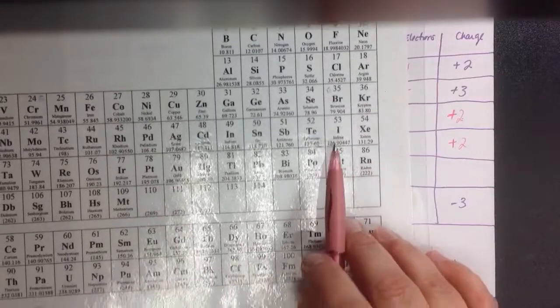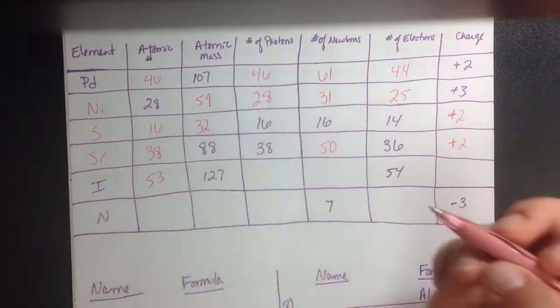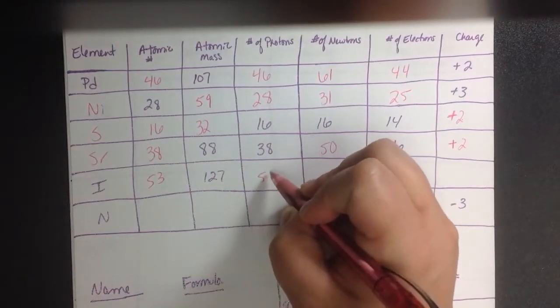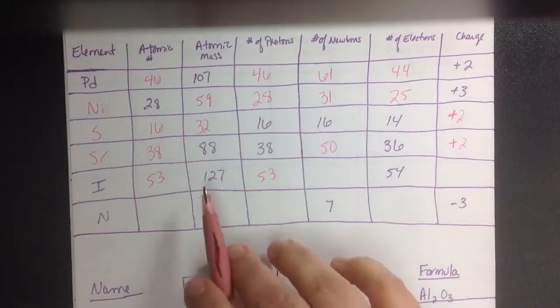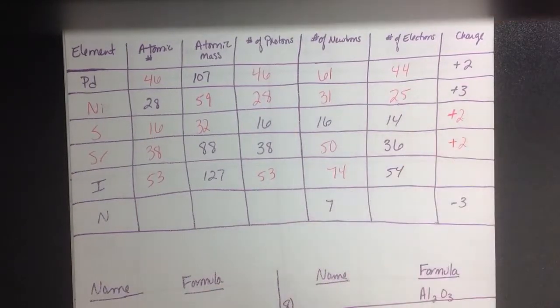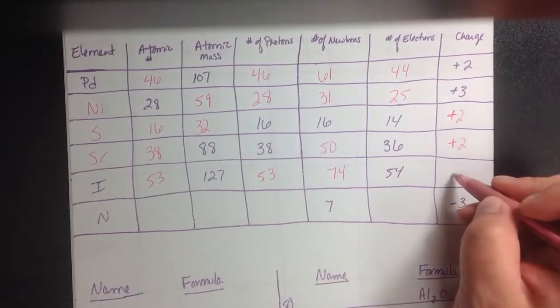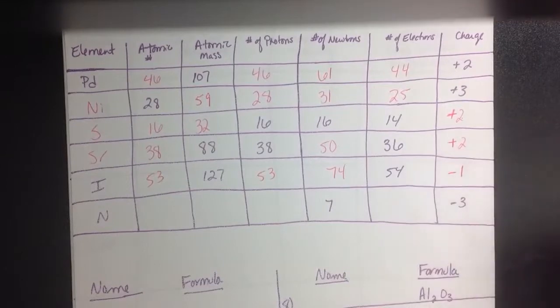Iodine, number 53. Okay, 53 is the atomic number. That's the same as the number of protons. 127 minus 53 gives you 74 neutrons. There's one more electron than there are protons. That's what gives rise to a negative 1 charge.